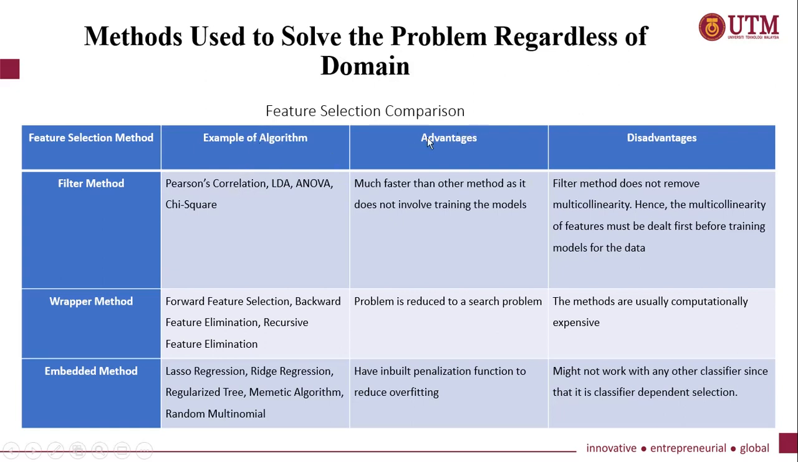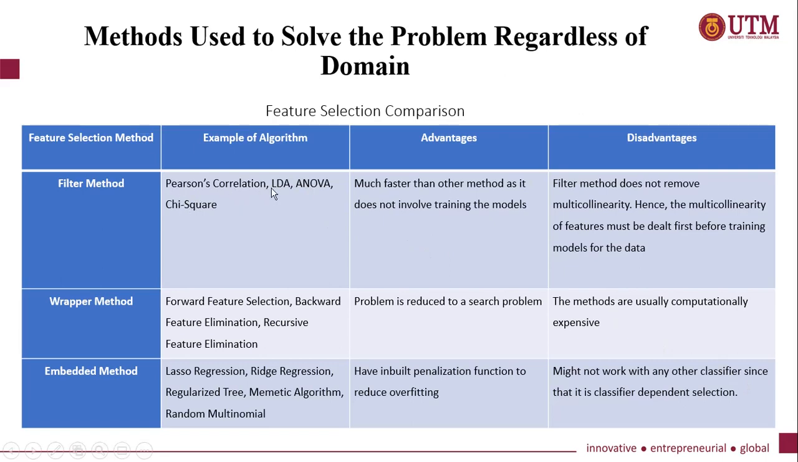So these are the feature selection comparison. We have here filter method, wrapper method, and also embedded method. The advantage of the filter method is that it is much faster than other methods as it does not involve training the models. The disadvantage is the filter method does not remove multicollinearity, hence the multicollinearity of features must be dealt with first before training models for the data. For the wrapper method, the advantage is the problem is reduced to a search problem, while the disadvantage is the methods are usually computationally expensive. For the embedded method, the advantage is it has an inbuilt penalization function to reduce overfitting, while the disadvantage is it might not work with any other classifier since it is classifier dependent selection.